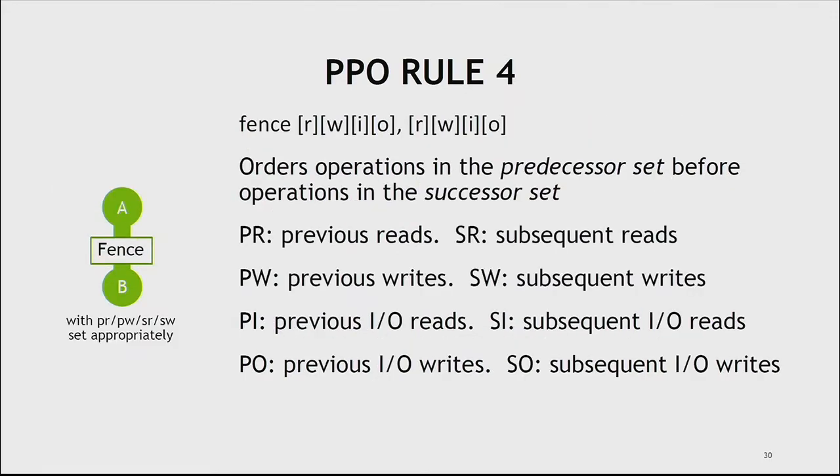OK. Rule number 4, another pretty straightforward one. If there is a fence in between A and B, and you've marked the appropriate bits in the fence instruction, then you would maintain the ordering between A and B, right? So I think you may have seen this earlier. There's previous reads, previous writes, subsequent reads, and subsequent writes. You can check off which specific items you want to have in your predecessor set and your successor set if you want to just narrow in on a particular fence. There's also the I/O equivalents to all of that. But again, that's a relatively straightforward rule, that fences do what you would expect them to do.